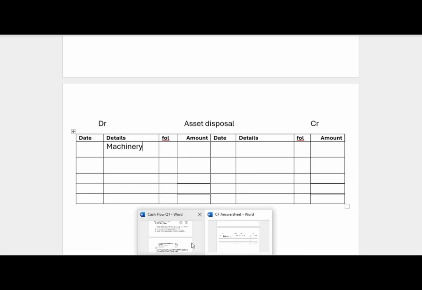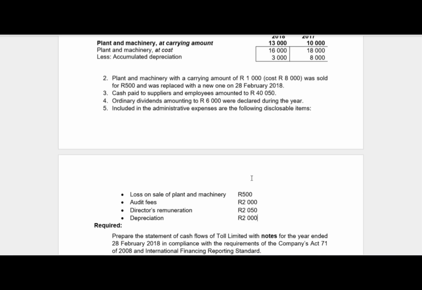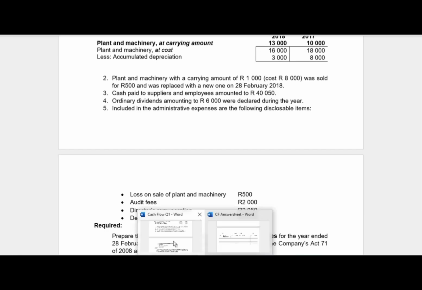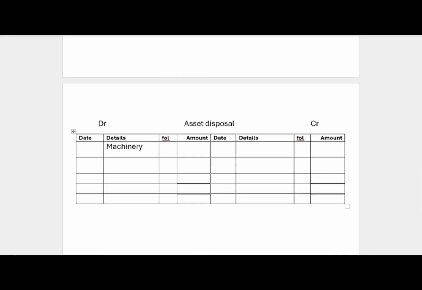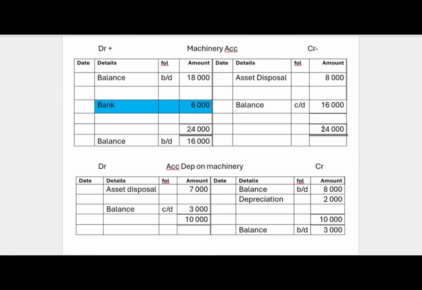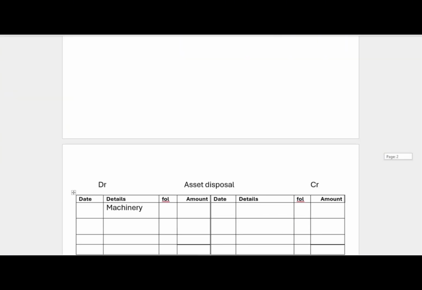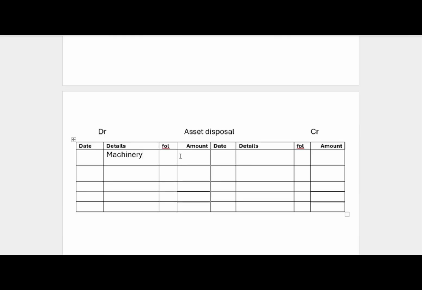So let's go to our additional information in the question. Additional information number 2: plant and machinery with a carrying amount of 1,000, cost 8,000, was sold. So we need the cost, 8,000, and you can also take this 8,000 from the machinery account up there. You just apply the double entry system, or duality principle, on this question, where you take this and take it to the asset disposal, 8,000.